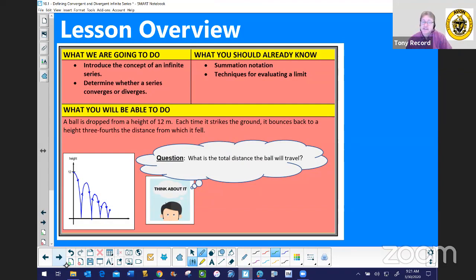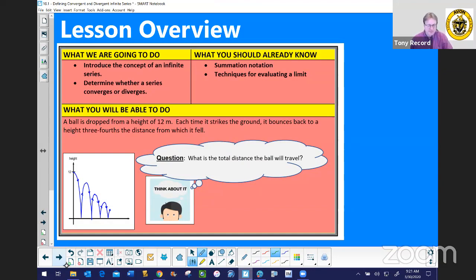As far as some of the things that you should already know, you're going to be exposed to some summation notation a little bit today. So we're going to be dealing with that quite a bit. And of course, the techniques for evaluating limits are going to be very important, especially using L'Hopital's rule from time to time.